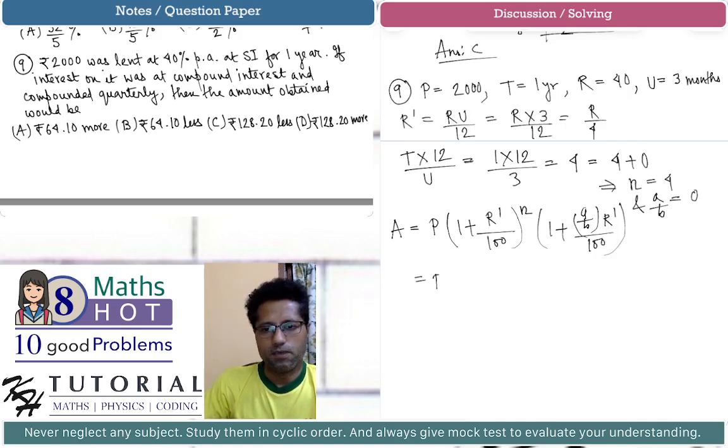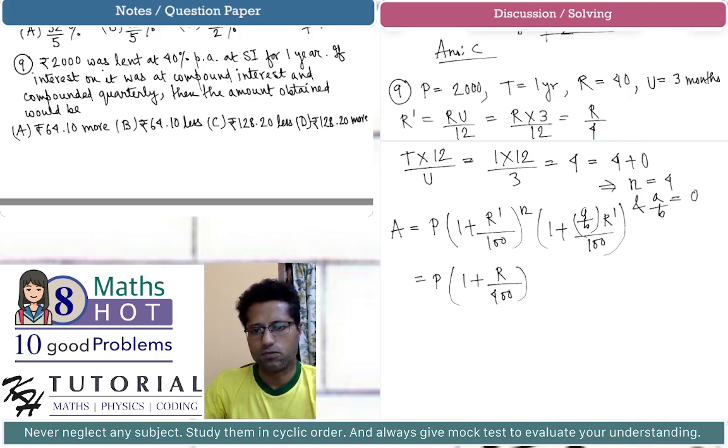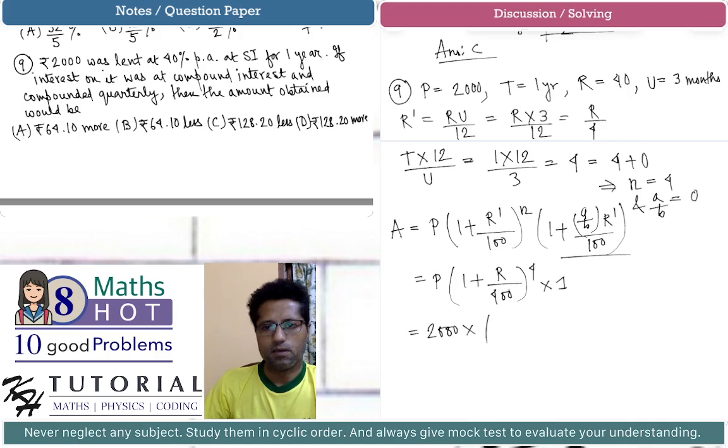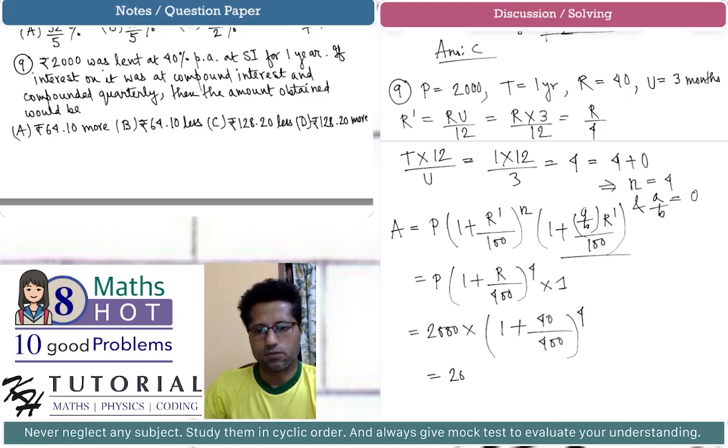Now this is P, r dash is equal to r by 4. So this is r by 400 to the power n, where n is 4 and the fraction a by b is 0, so this part is 1. So P is 2000 multiplied by, r is 40, so 40 by 400 whole to the power 4. So this is equal to 2000 multiplied by (1 plus 1 by 10) to the power 4.